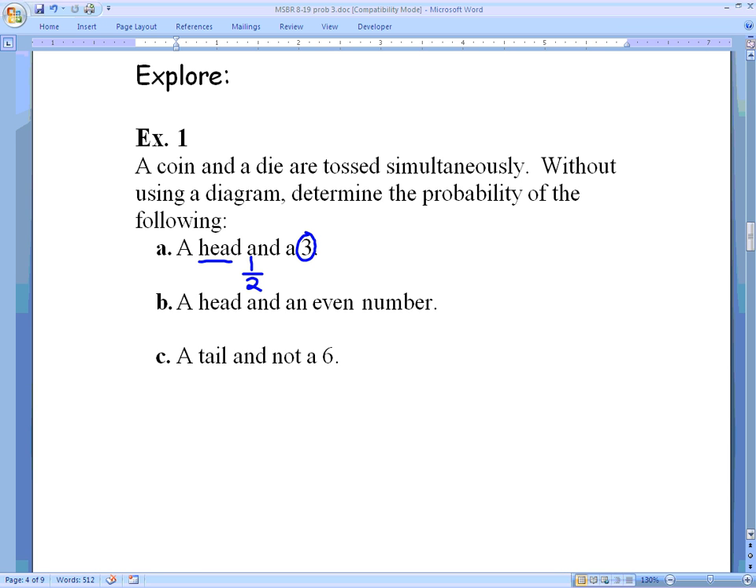Then to get a 3 on the die, remember, we're not looking for 3 different outcomes. We're just looking for 1. It's a 3. You can get a 1, a 2, a 3, 4, 5, or a 6. We just want the 3. That's 1 out of 6 possible outcomes. And then all we're going to do is multiply those.